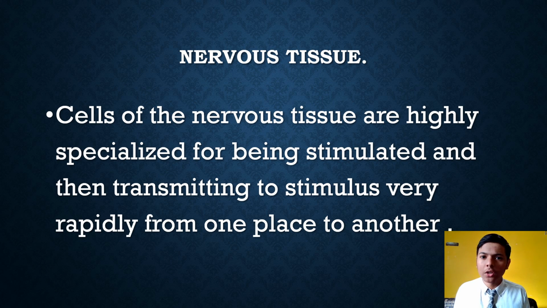Nervous tissue also transfers the various types of reactions which happen in our body. Cells of nervous tissue are highly specialized for being stimulated and then transmitting the stimulus very rapidly from one place to another.